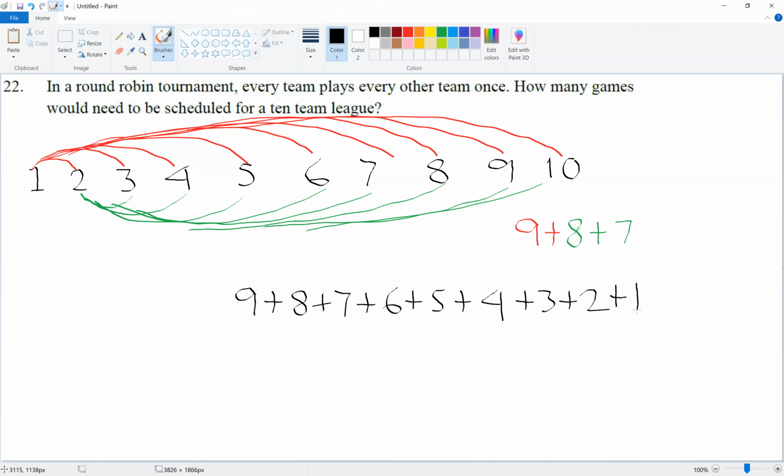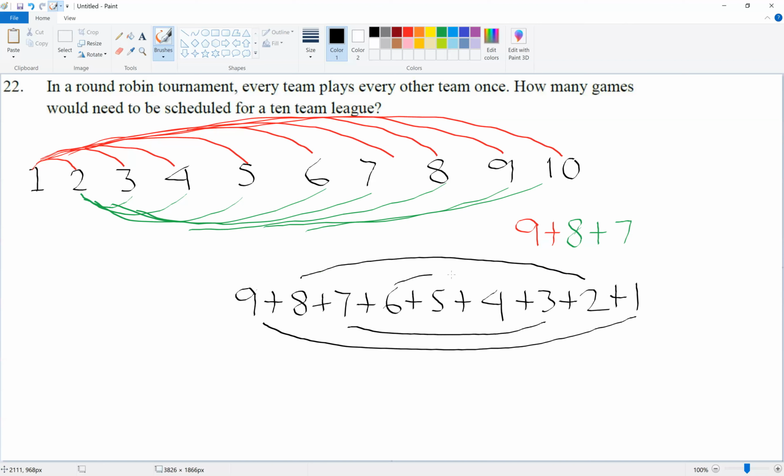Now, how do you find the sum of these? You just add them. No, use something smart. 9 plus 1 is 10, 10, 10, 10, and that's a 5, so 45.